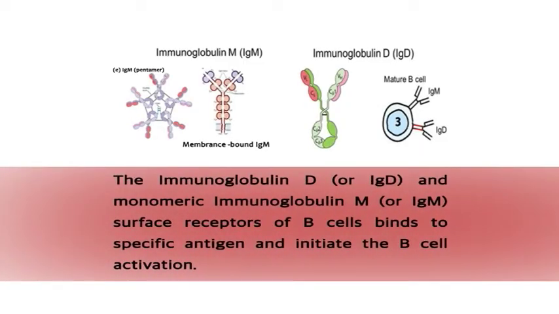B cells are generated in the bone marrow and it takes 1 to 2 weeks to develop from hematopoietic stem cells to mature B cells. The first exposure to a microbe or an antigen, either by infection or by vaccination, leads to the activation of naive B lymphocytes. The immunoglobulin D or IgD and monomeric immunoglobulin M or IgM surface receptors of B cells bind to specific antigen and initiate the B cell activation.